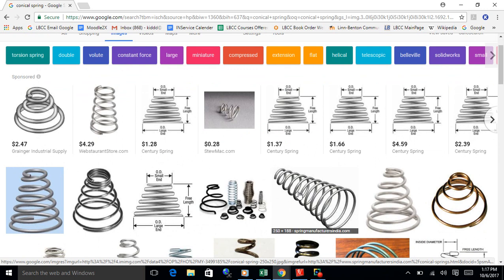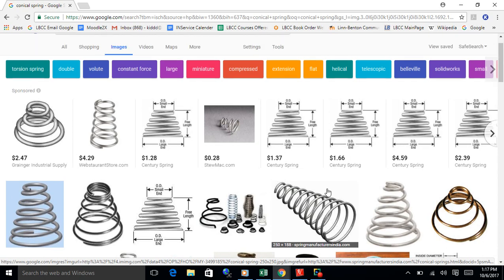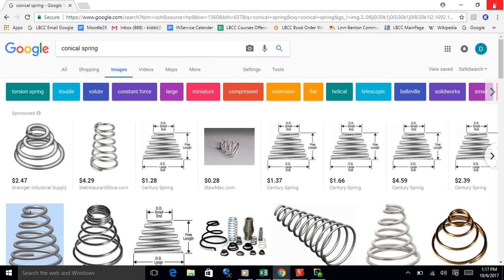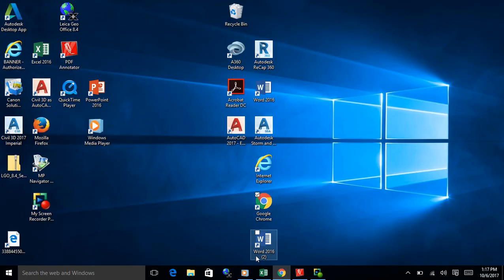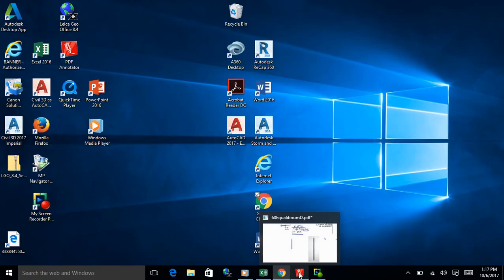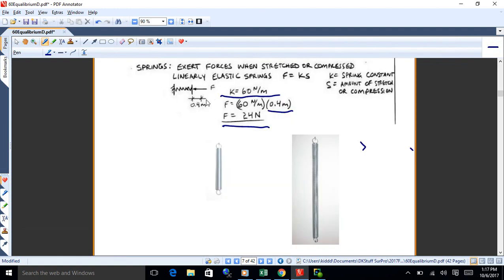Generally in this class we'll work with linear springs, but there are different types of springs that are used, okay? All right, so what you have with those linear springs is just a spring constant that gets you the relationship not between the length of the spring, but the amount of stretch or compression and the force. Okay?